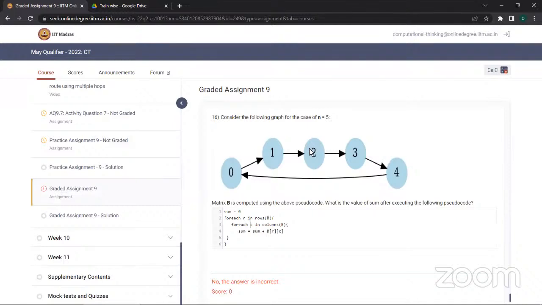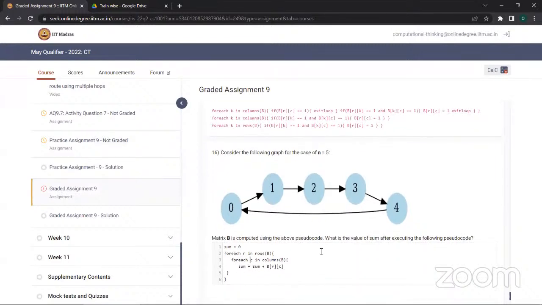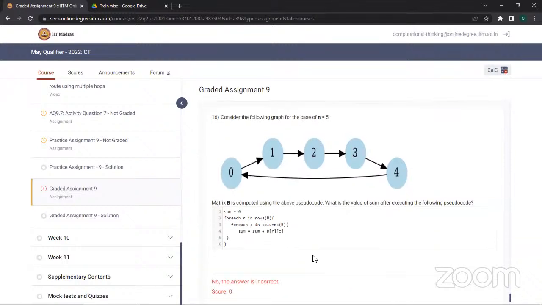Then for 0 to 3, there will be difficulty. Why? We can go through the same procedure, no? 1, then 2, one more hop. You can do it n minus 1 number of times. So basically for every node there will be 5 sums, so there will be 25 coming. You don't have to keep doing 1, 2, 3, 4. See the pattern and do it 5 by 5.